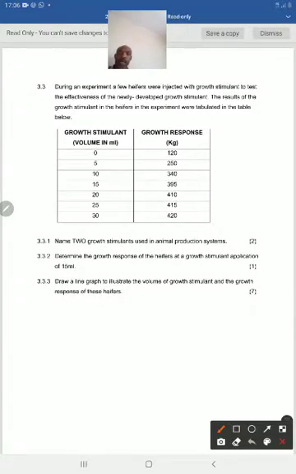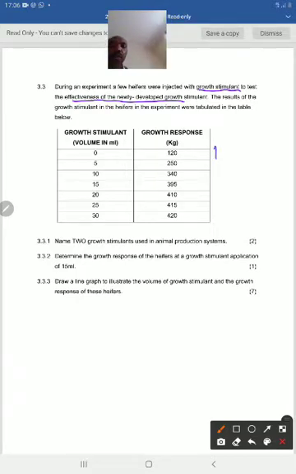Here, during an experiment, a few heifers were injected with a growth stimulant to test the effectiveness. The results of growth stimulants in heifers and eggs were tabulated in an experiment. You can see that when you increase the volume of a growth stimulant, the growth also increases. Ne? Okay, so they are really growth stimulants. Name two growth stimulants used in the animal production system. Oh, okay. So they just want any growth stimulants.